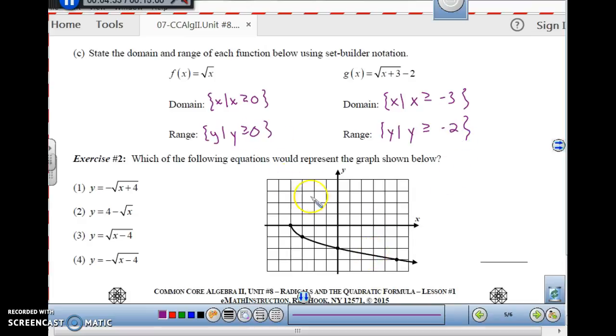All right, so that's your domain and that's your range. You can see the shift. It went 3 to the left and 2 down, so the domain also shifts 3 to the left and 2 down. Okay, which of the following equations represent the graph shown below?